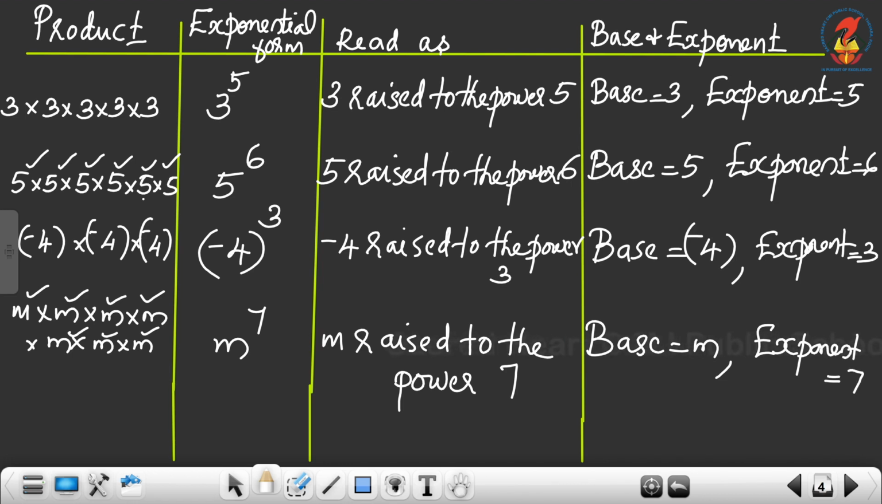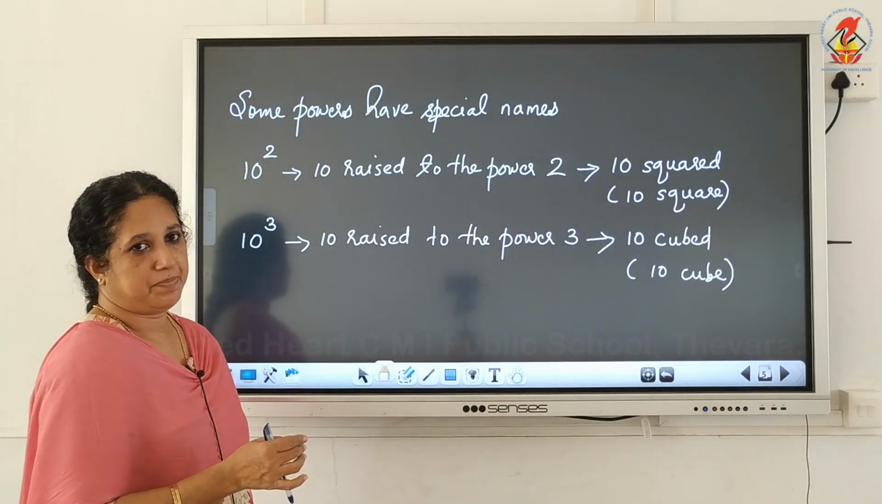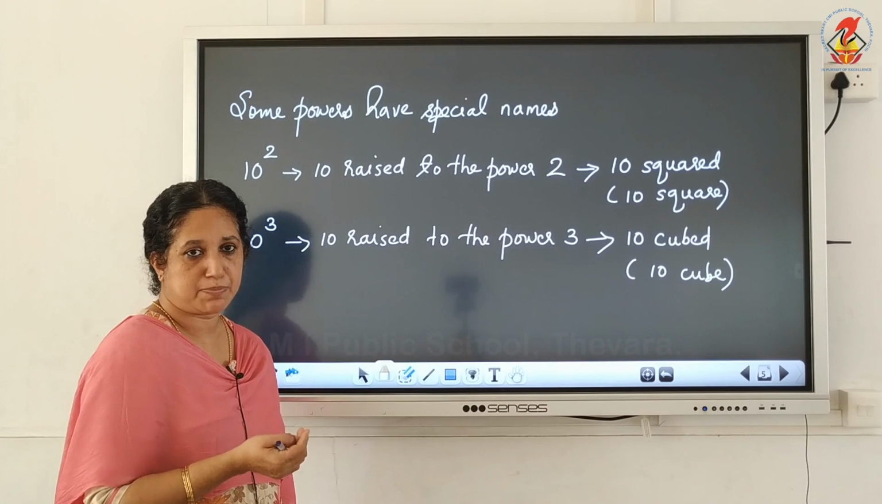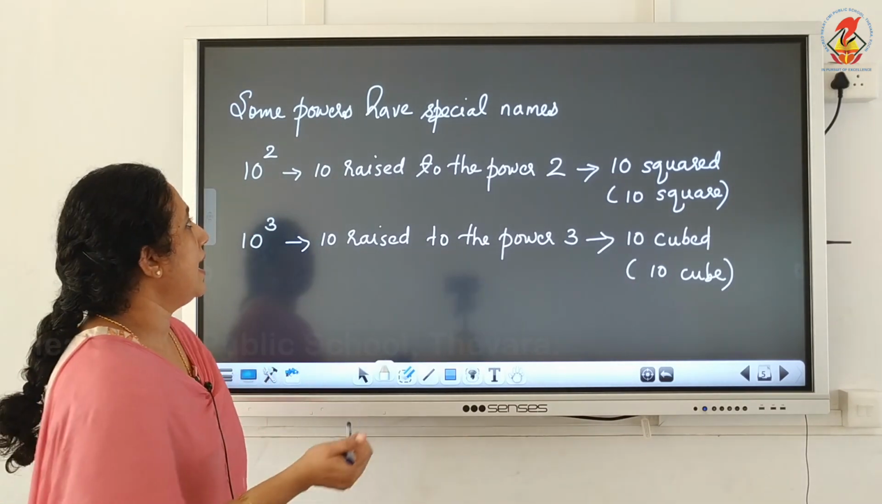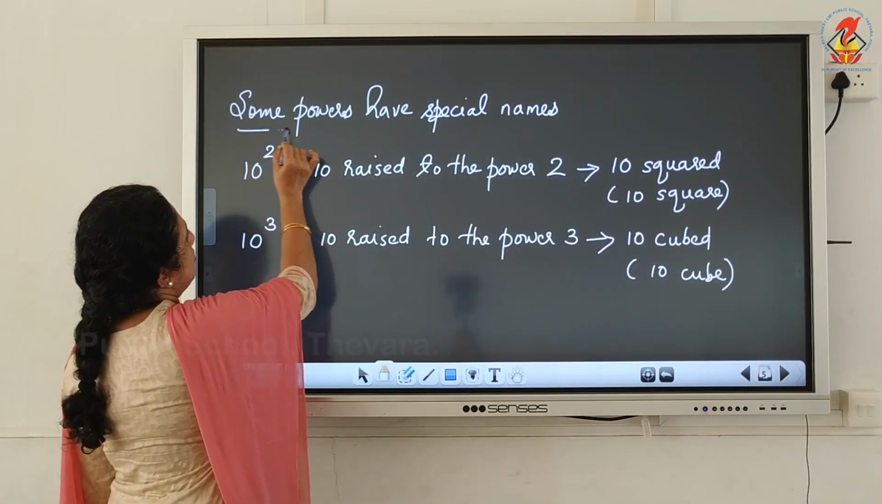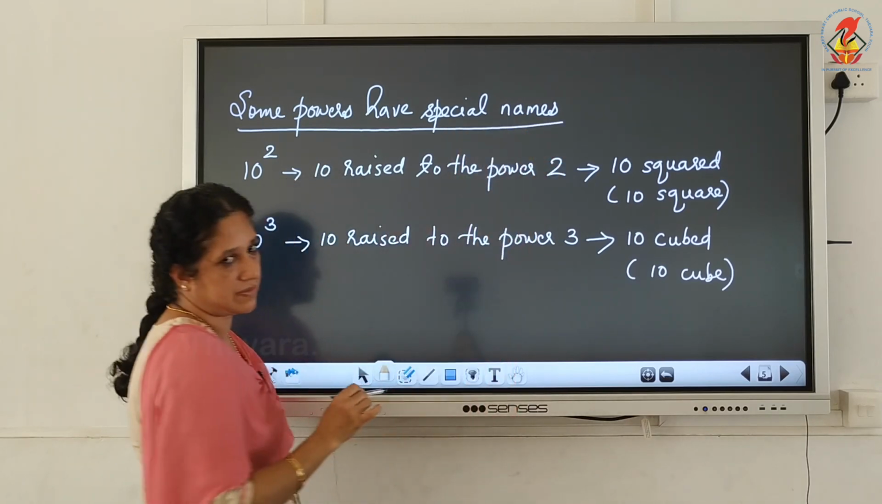Base is 7 and the exponent is 7. Then again, these exponents we can call powers or index. And some powers or exponents have some special names.